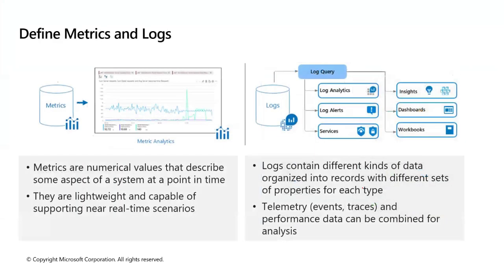Make sense, guys? So these are my metrics and alerts. Metrics are numerical values that describe some aspects of the system at a point in time. That means it gives you the health of your machines. They are lightweight, capable of supporting real-time scenarios. The logs contain different types of data organized into different sets of properties. Events, traces, performance data can be combined for analysis. You can just keep your data and give it to a Log Analytics workspace for more clarity.